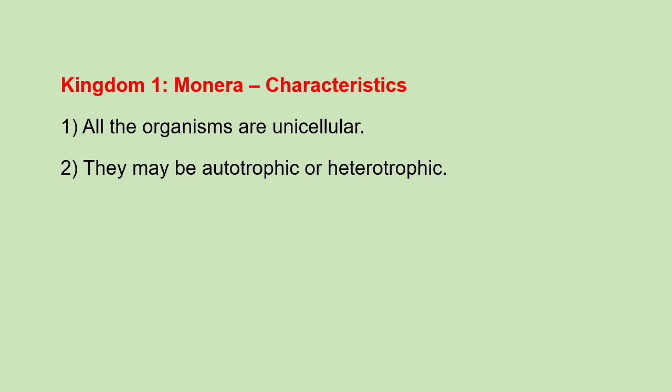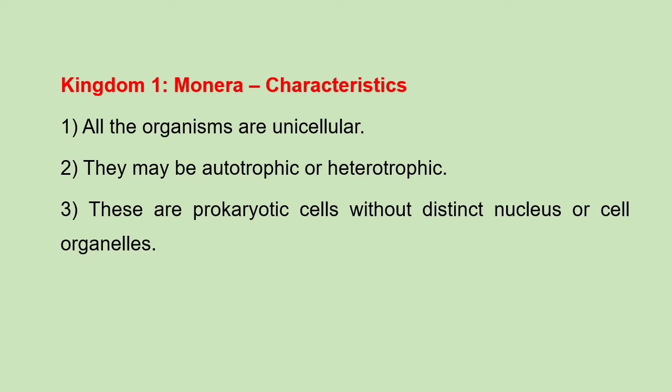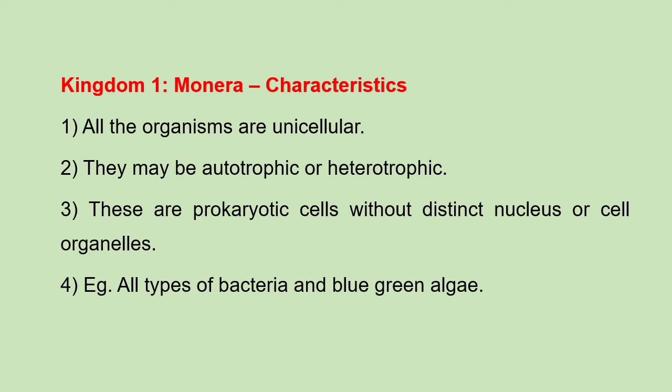Let's understand the characteristics of the first kingdom, which is kingdom Monera. All the living organisms are unicellular. They may be autotrophic or heterotrophic. These are prokaryotic cells without distinct nucleus or cell organelles. For example, all types of bacteria and blue-green algae.